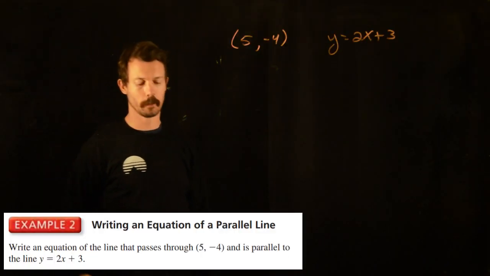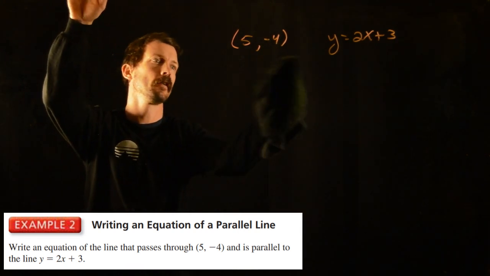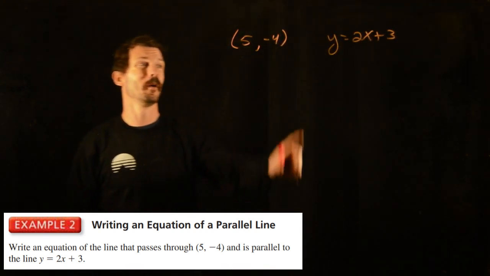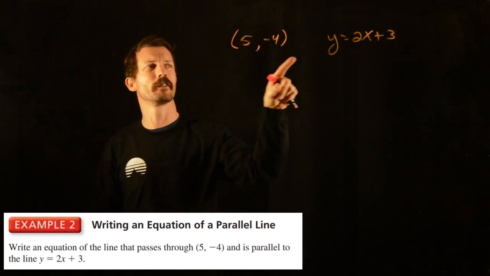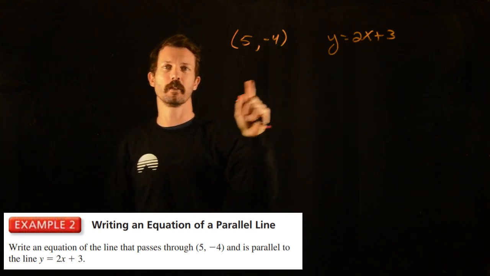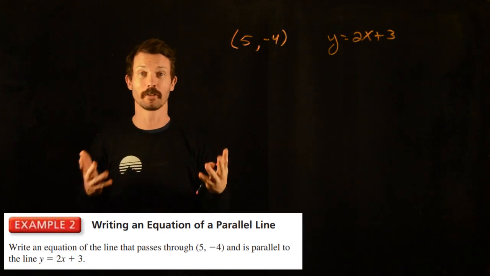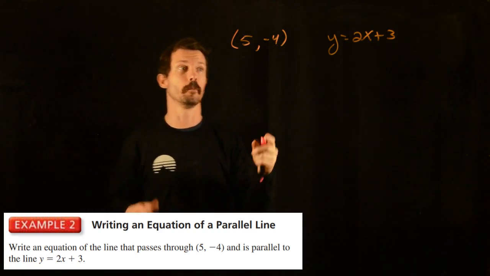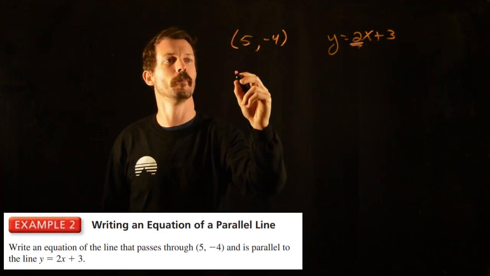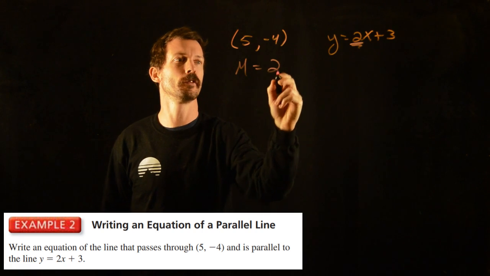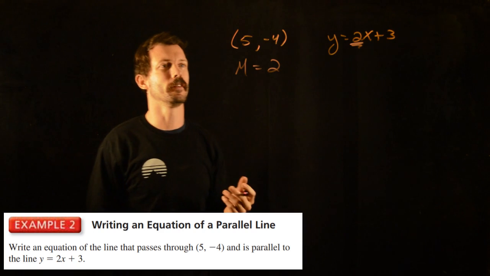Alright, so in this example they want us to write a line that goes through the point 5, -4, and is parallel to that line. So it has to go through this point, but it has to be parallel to this line. What do we know about parallel lines? Yeah, that's right. They have the same slope. So really all I have to do is look at the fact that this line that goes through that point has to have a slope of 2. That's all the information we need to figure out what the equation would be.